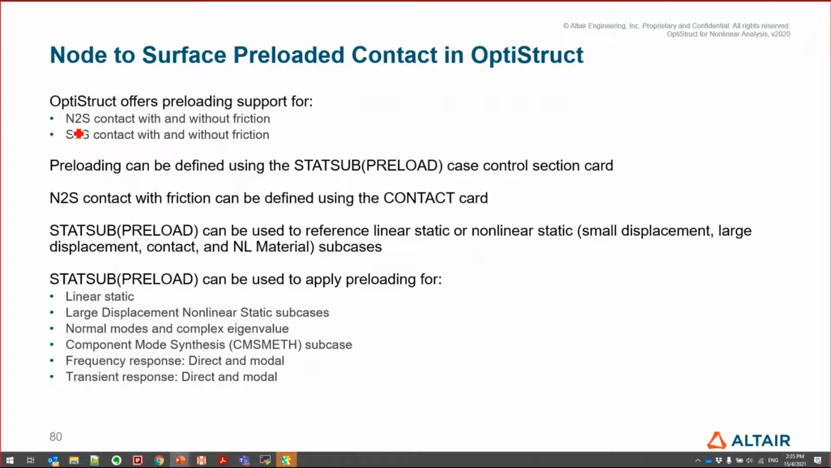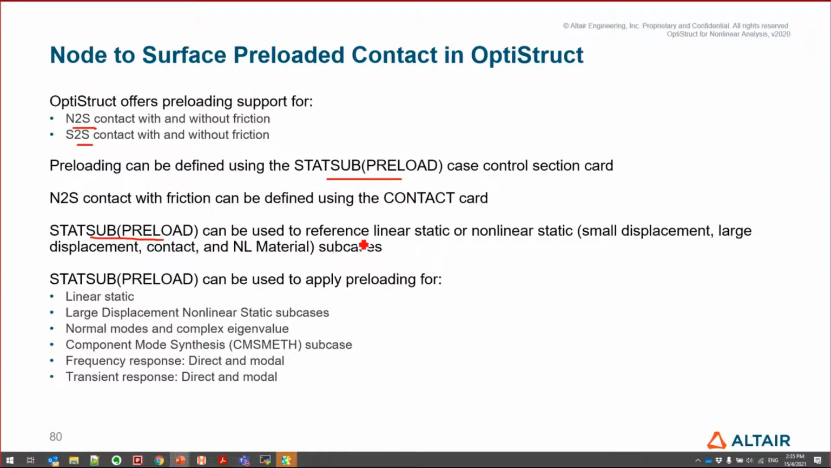Preloading support, we have both discretizations, so no problem, with and without friction. You can use STATSUB. STATSUB again will just update the stiffness. If you want to update the conditions as well, you want the stress, displacement, and strain to carry over, you should use the continue nonlinear sub.